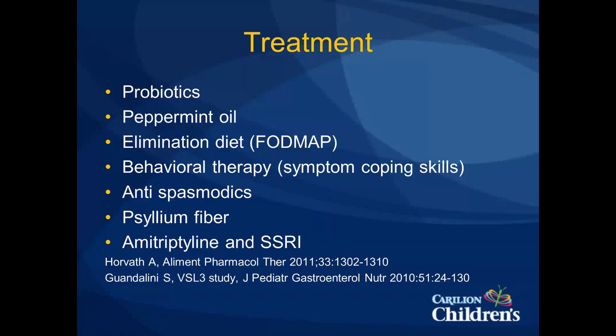FODMAP diet stands for fermentable oligosaccharides, disaccharides, monosaccharides, and polyols. These are fermentable carbohydrates that in some people will become very irritant because they produce more gas. A gluten-free diet is considered low on FODMAP fermentable carbohydrates. So many people on a low gluten diet feel better for that reason, not because they necessarily have celiac disease.